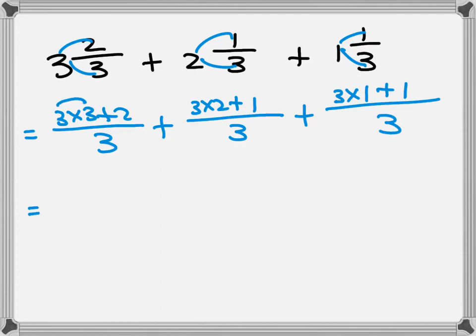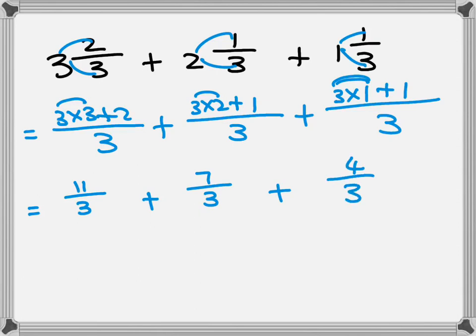3 times 3 is 9, plus 2 is 11 over 3. Plus, next one, 3 times 2 is 6, plus 1 is 7 over 3. Do you see how we're getting our improper fractions here? 3 times 1 is 3, plus 1 is 4, so 4 over 3.